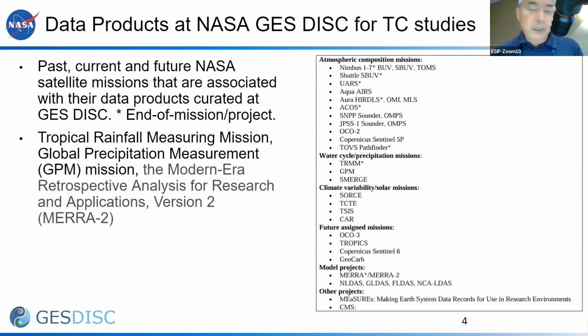So this table shows the past, current, and future NASA satellite missions that are associated with their data products curated at the GES DISC. In particular, the Tropical Rainfall Measuring Mission, or TRMM, the Global Precipitation Measurement GPM mission, and the Modern Era Retrospective Analysis for Research and Applications, version 2, also known as MERRA-2, are frequently used for tropical cyclone research.